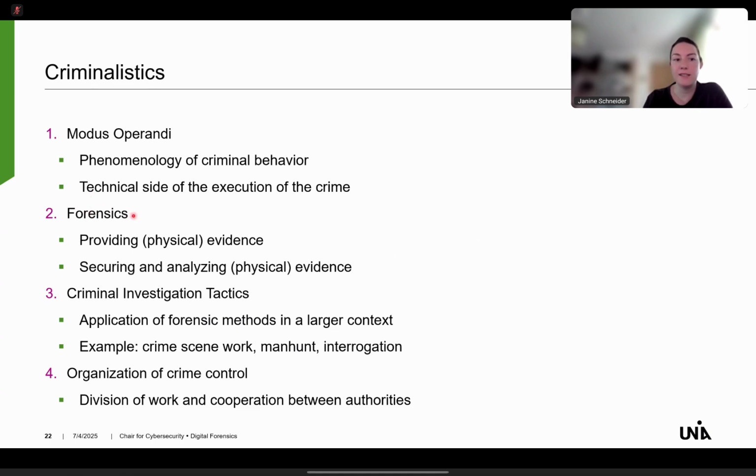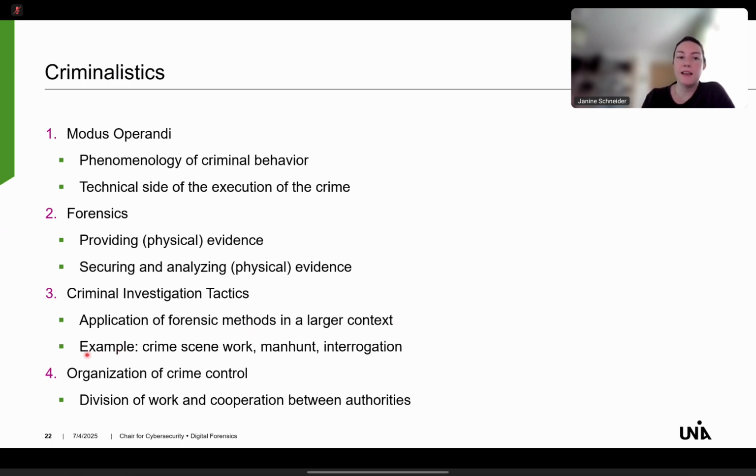Then we have the forensics part, which deals with providing evidence. And for criminalistics, and for Hans Groß, it was about physical evidence, not digital evidence. Forensics in criminalistics also deals with securing and analyzing physical evidence. Then another part of criminalistics is the criminal investigation tactics, so the application of forensic methods in a larger context. And here the organizational part comes in.